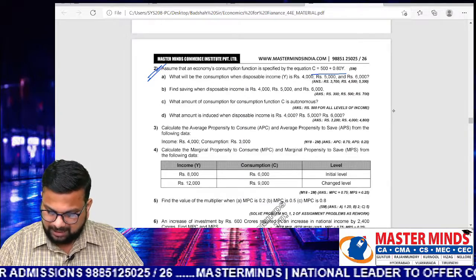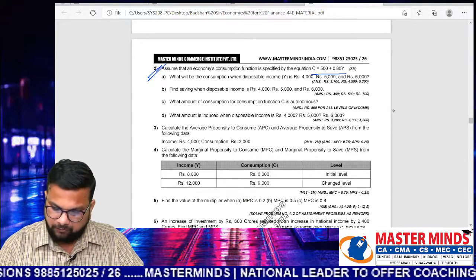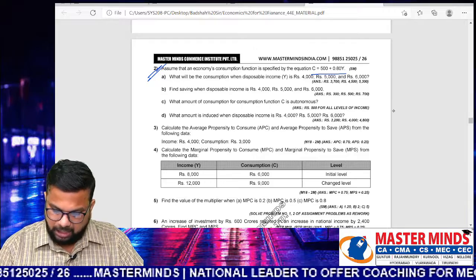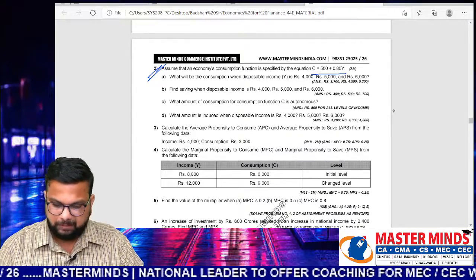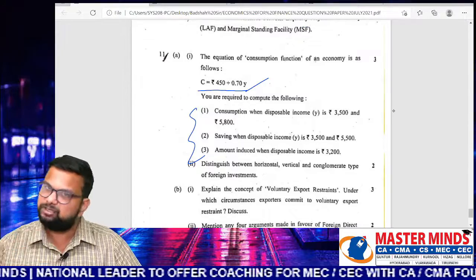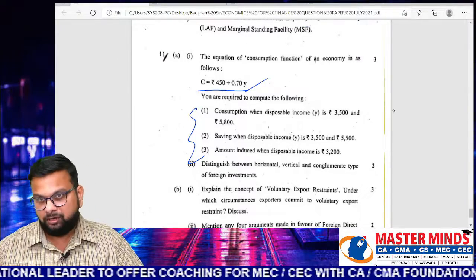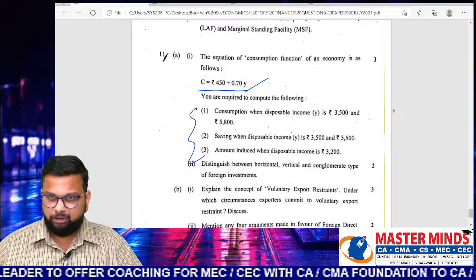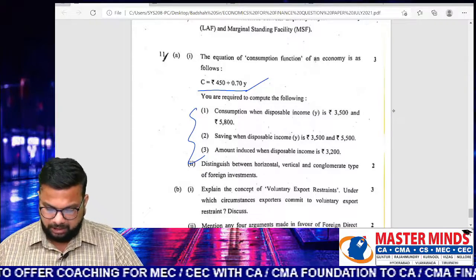So what will be the consumption when disposable income changes? What will be the savings when disposable income changes? And what amount is induced when disposable income changes? Nana, the same thing is asked here, just the numerical values differ. So if you have done the same in our masterminds material, then you can easily do the problem in the question paper.